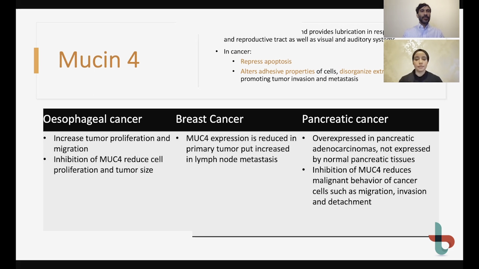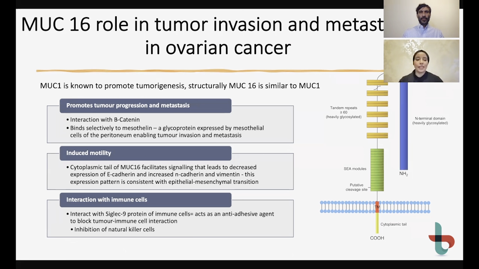It appears that overexpression of MUC16 and MUC4 all contribute to metastasis and tumor progression. In colon cancer, on the contrary, we have the downregulation of MUC2. Maybe this is something just to remember or to think about. So now we'll talk more specifically about the role of MUC16 in tumor invasion and metastasis in the context of ovarian cancer. Interestingly, mucin-1 and mucin-16 are structurally very similar, and they're both known to promote tumorigenesis.